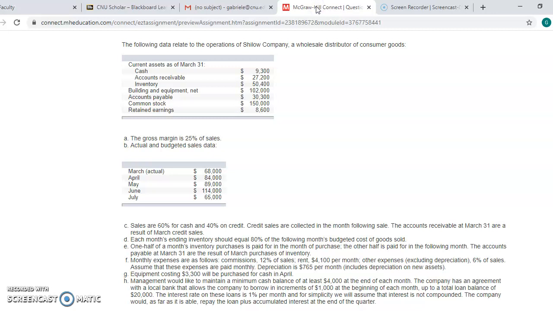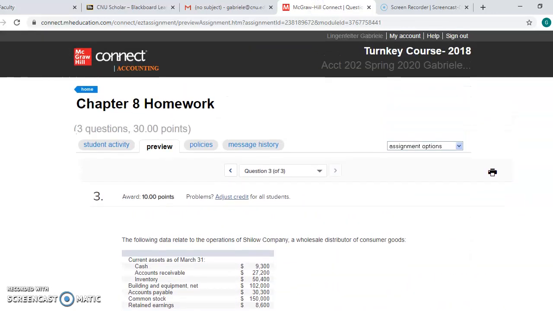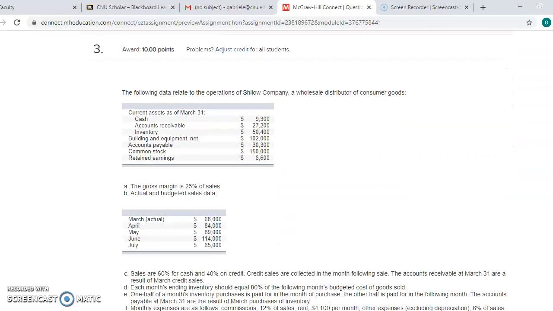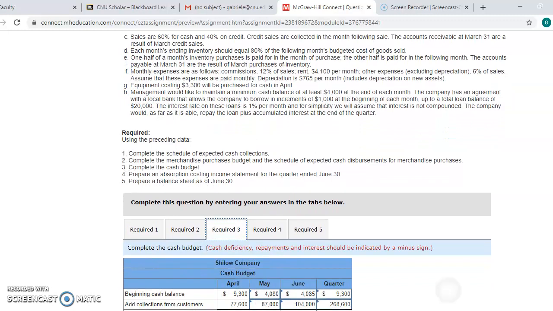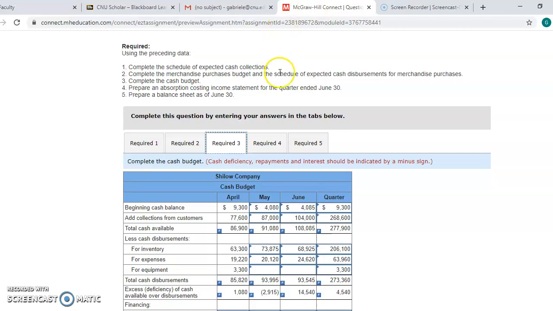Obviously we will all have different numbers, but I wanted to give you a couple clues on how to work this. First of all, the question that I've received the most had to do with requirement number 3 and how to calculate the cash disbursements for expenses right here. So in my example, it's 19,220 or 20,120 or 24,620 for June.